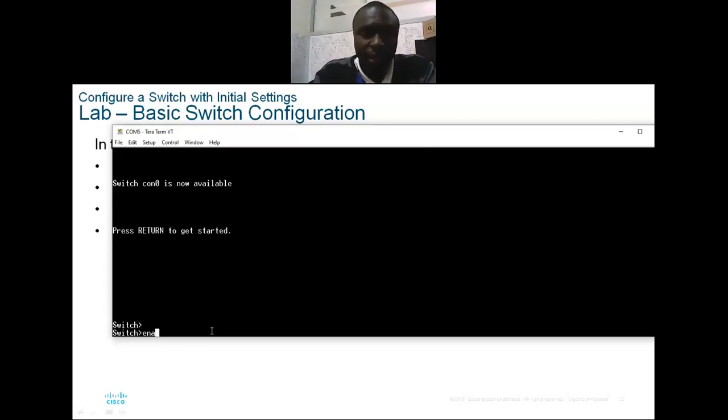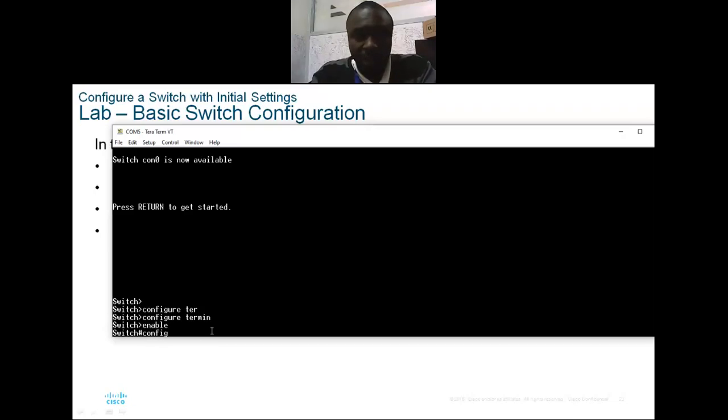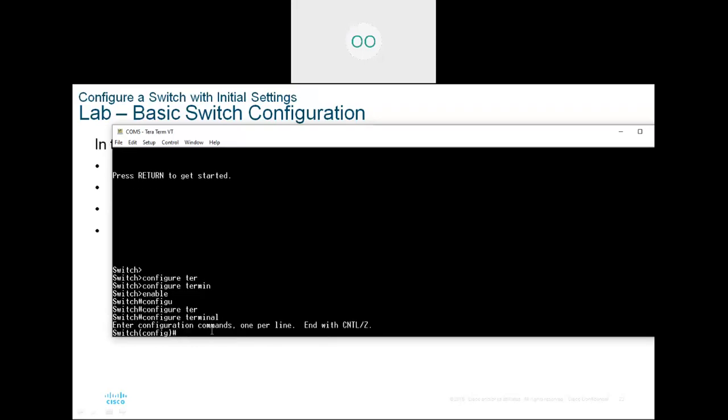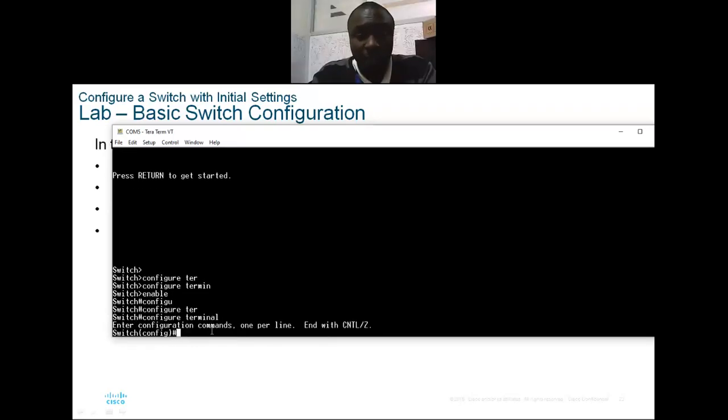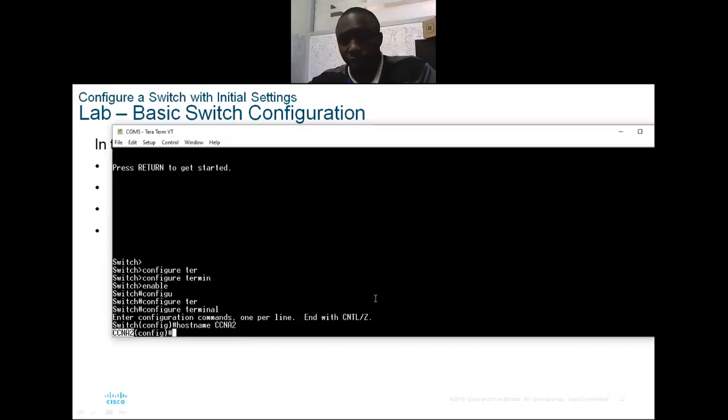So I'm going to get there. I'll type configure terminal. Sorry, I'll do enable first to enter my privilege mode, then configure terminal. All right, so I'm in the global configuration mode. So I'm going to change the name. The command is hostname, then let's say CCNA2. Once I press enter, you see that the name has changed. Hostname CCNA2.